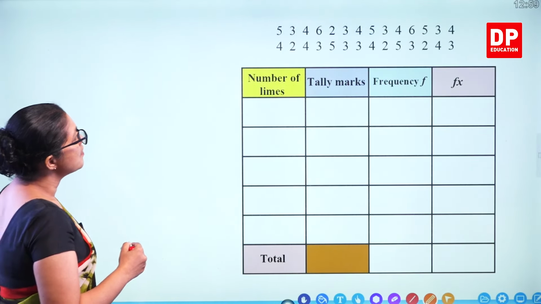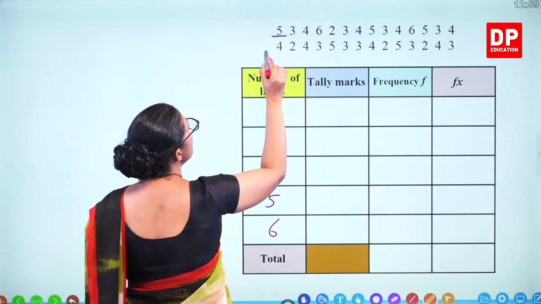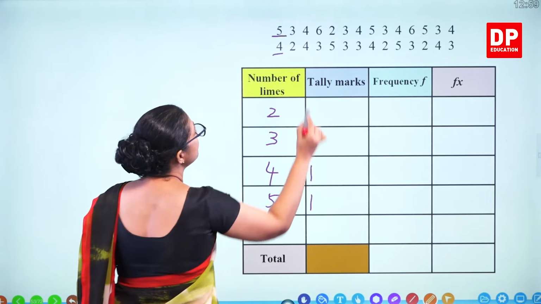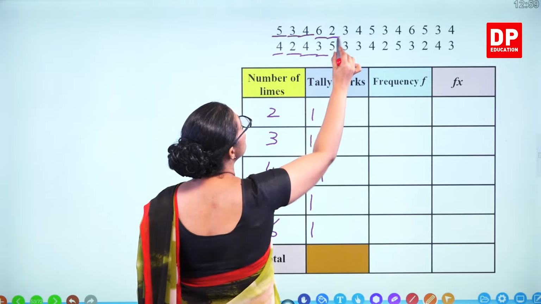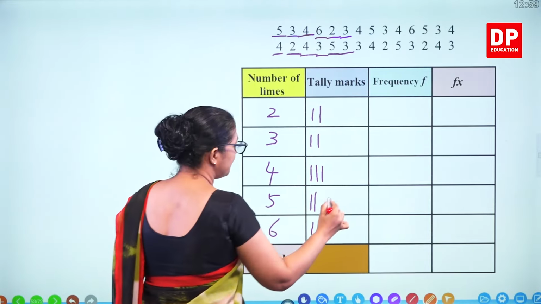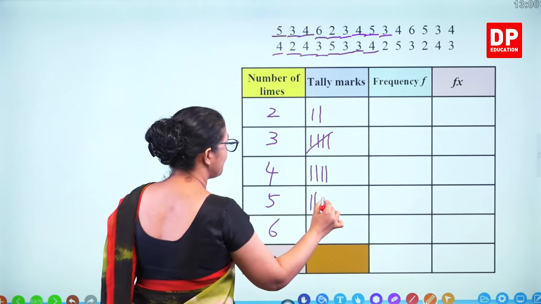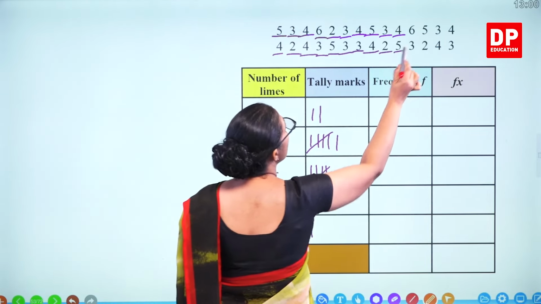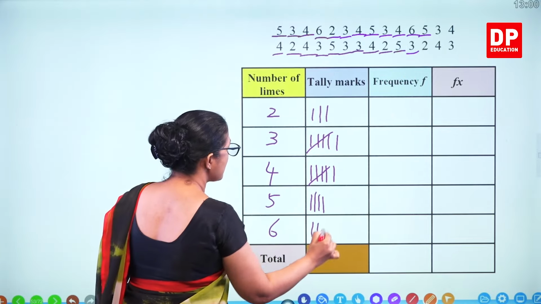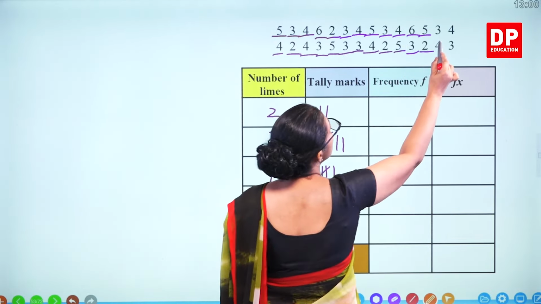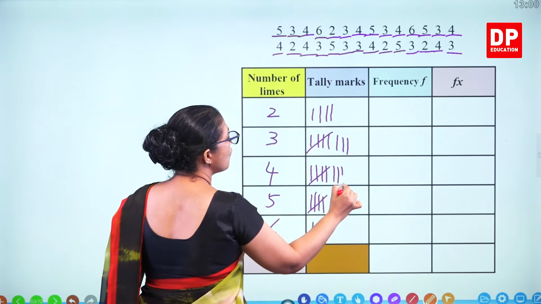So we'll find out. The lowest is 2, 3, 4, 5, 6. Now we'll mark the tally and see how many numbers are there. 5, 4, 3, 2, 4, 4, 6, 3, 2, 5, 3, 3, another 3, 4, 5, 4, 3, 5, 4, 3, 2, 4, 5, 2, 4, 5, 6, 3, 5, 6, 3, 5, 2, 3, 4, 2, 3, 4, 4, 3, 4, 3.